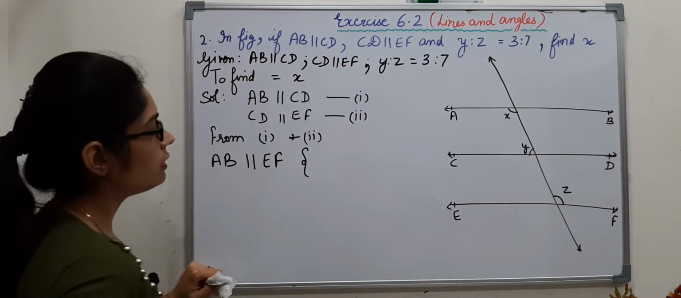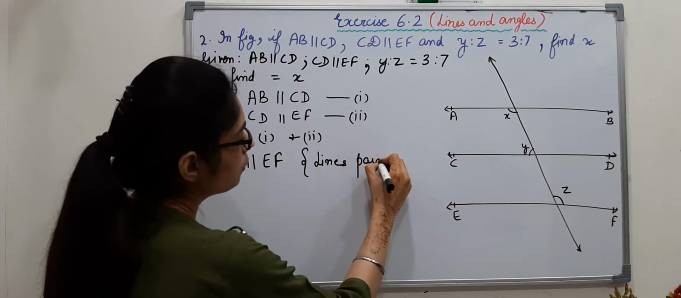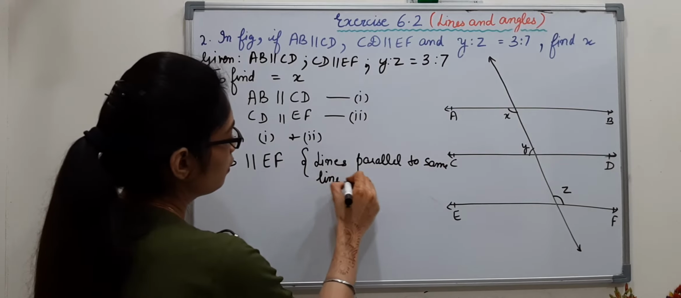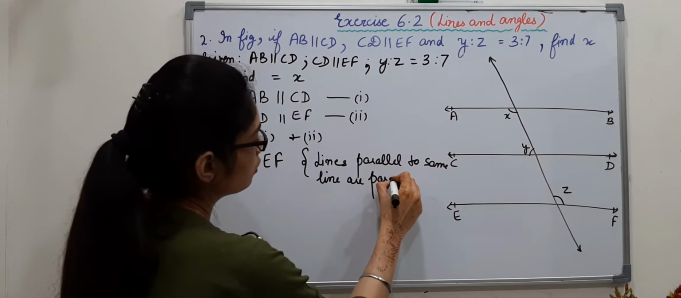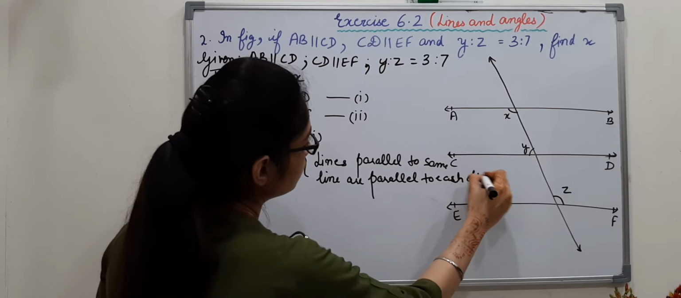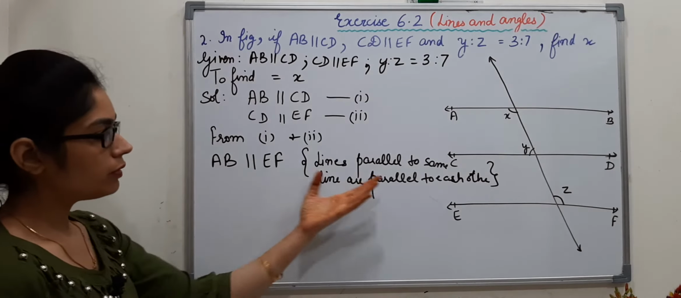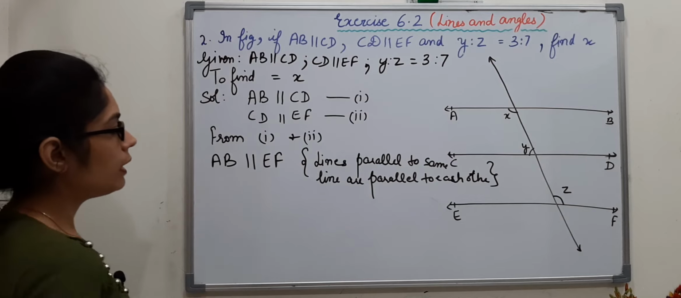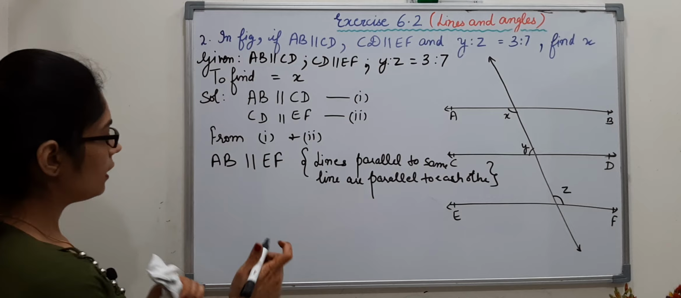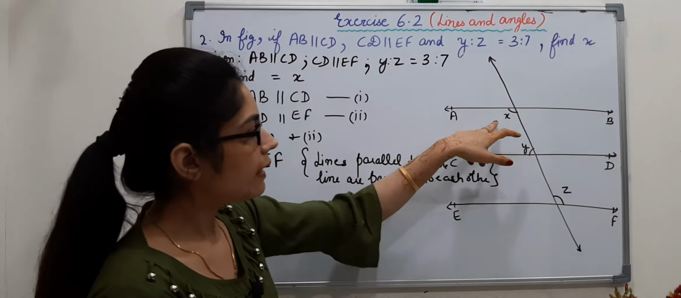So there we can mention the reason also. Lines parallel to the same line are parallel to each other. So this is as per theorem 6.6. We have already done its proof also. So that result we are using here. Now we know AB is parallel to EF. From here we can use one pair of angles, x and z.